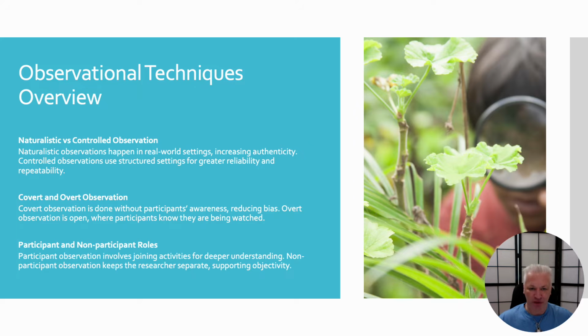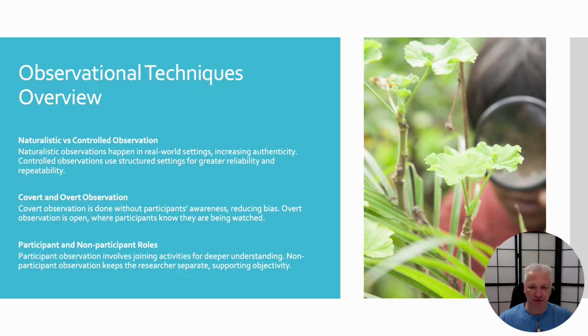Covert and overt observations. In a covert observation, participants are unaware that they are being observed. The strength of this is it reduces demand characteristics and observer effects, and behaviour is more natural and valid. However, ethical issues such as lack of informed consent and potential invasion of privacy can cause issues.